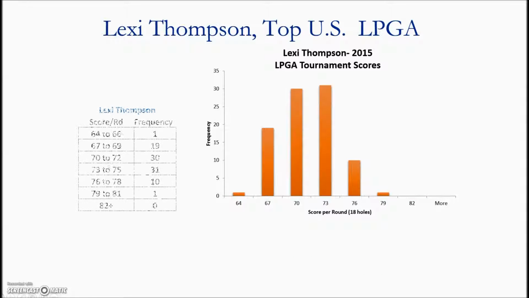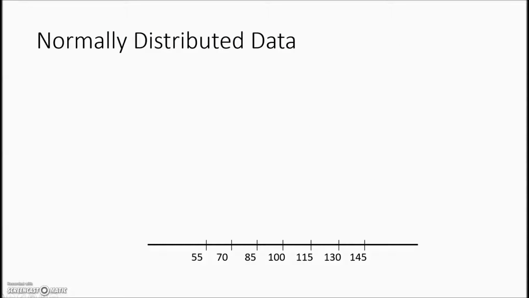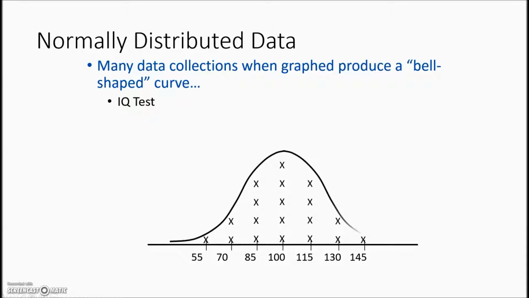Here's another example. This is the top LPGA golfer in 2015, showing her scores that she had. And if we put a line to this data, this has a bell-shaped curve. Here's another example where we have a bell-shaped curve. We have IQ tests. The X's indicate the frequency.